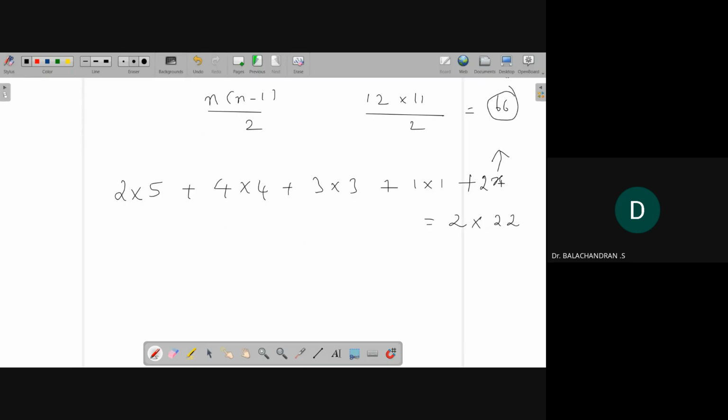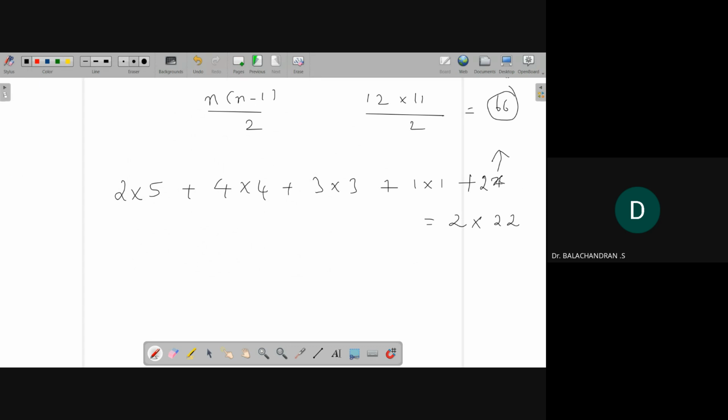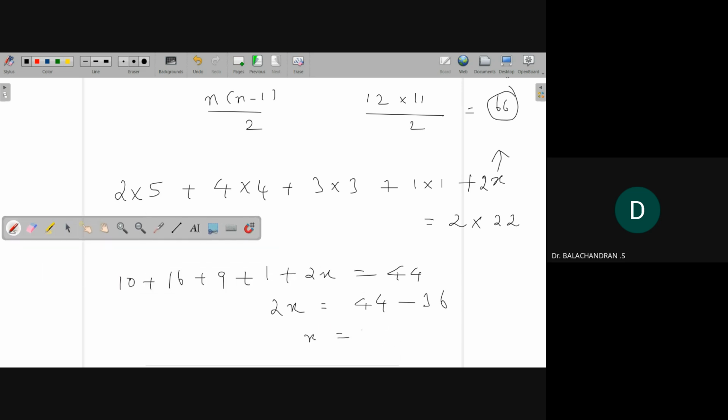In the question they are asking how many vertices of degree 2 the graph has. That means we should find x. So 10 plus 16 plus 9 plus 1 plus 2x is equal to 44. So 10 plus 10 is 20, 36. So 2x is equal to 44 minus 36, so 2x is equal to 8. So x is equal to 4. So there are 4 vertices of degree 2.